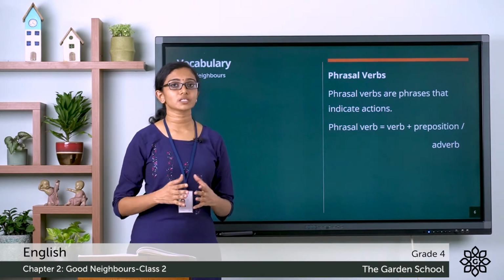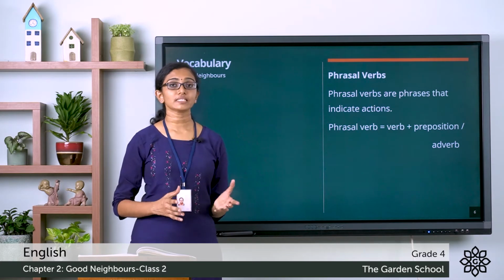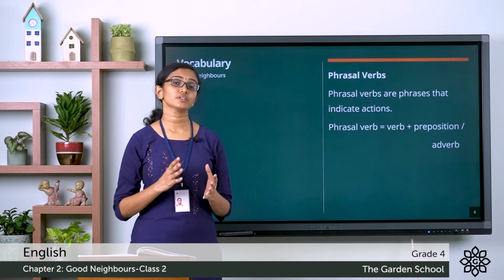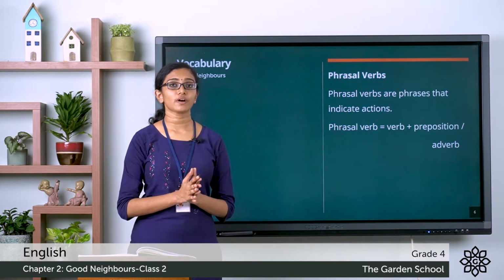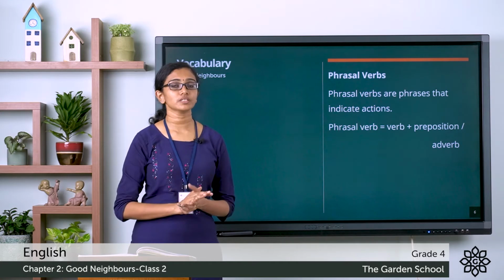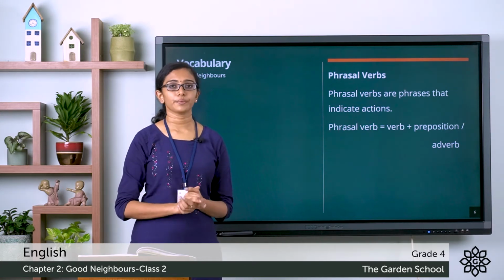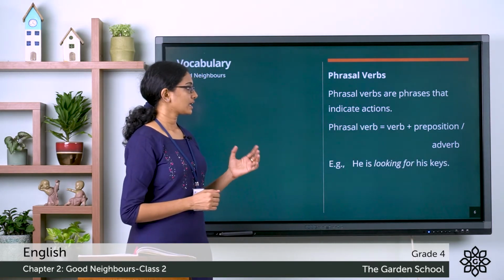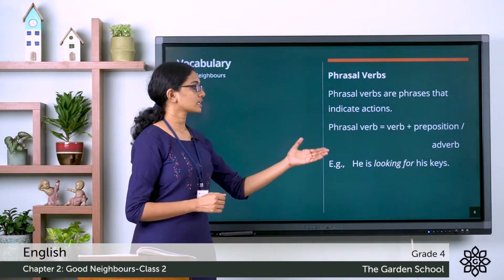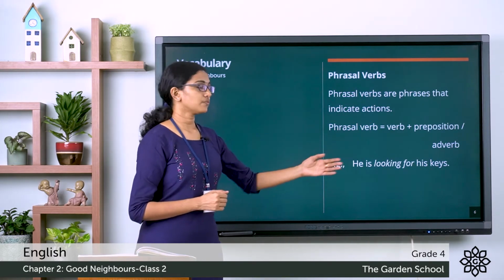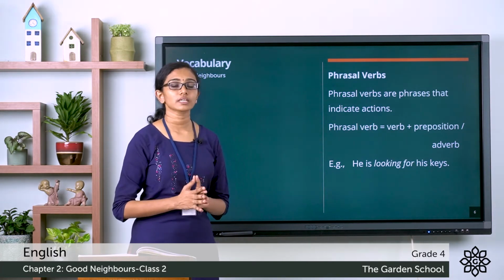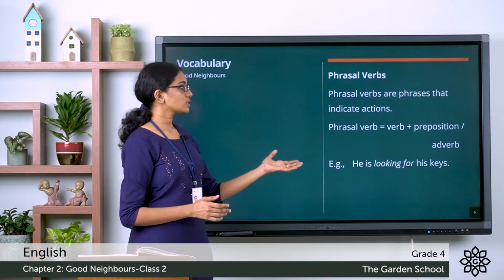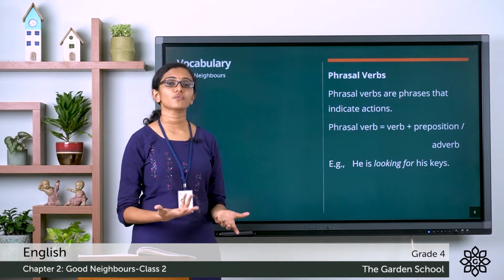So what could be a phrasal verb? Phrasal verbs are phrases that indicate actions. How do you write a phrasal verb? Usually a phrasal verb is a combination of either a verb and a preposition or a verb and an adverb. Let's see a couple of examples. You see this sentence here. He is looking for his keys. Looking for, or to look for, is a phrasal verb. Look for means to search. So he is looking for his keys means he is searching for his keys.